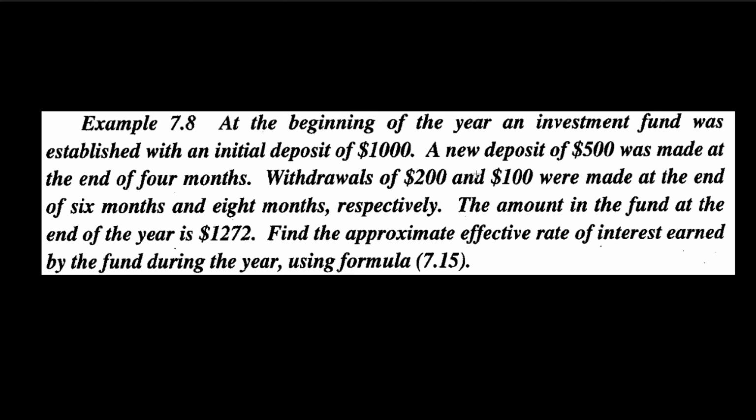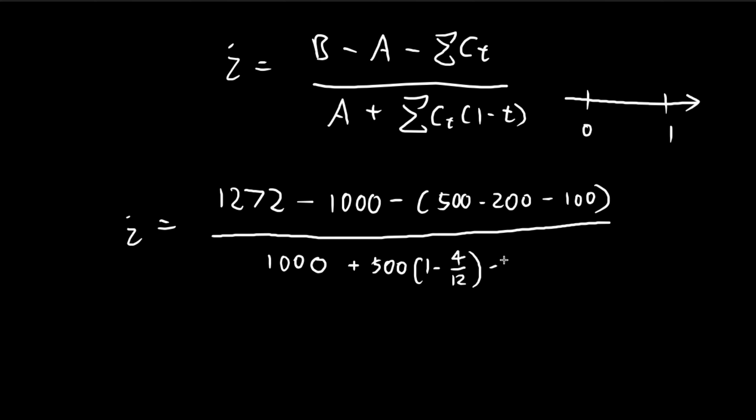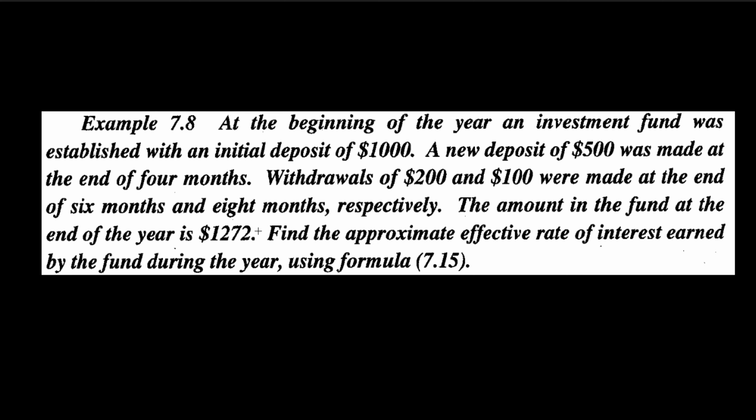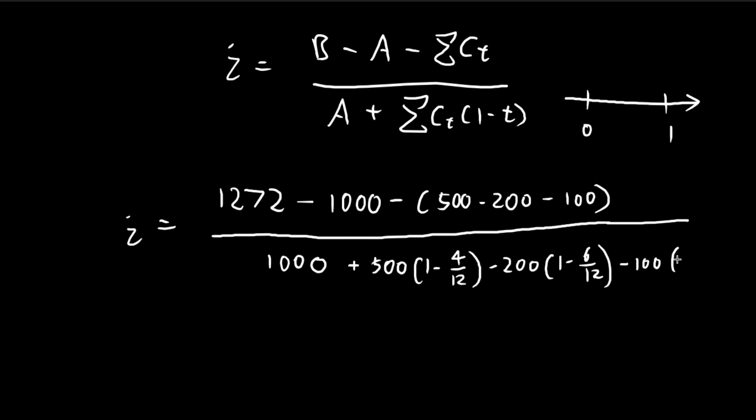And then the other cash flow that happens, there's another withdrawal, that's minus 200. And then this happens at the 6th month, so it's 1 minus 6 over 12, so just 1/2. And then we also have one last cash flow of 100, and this happens at the end of the 8th month. So 1 minus 8 over 12.